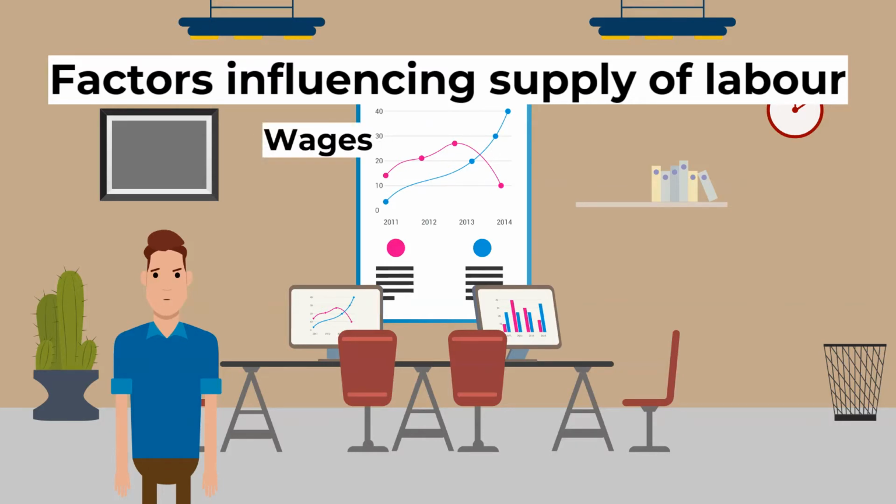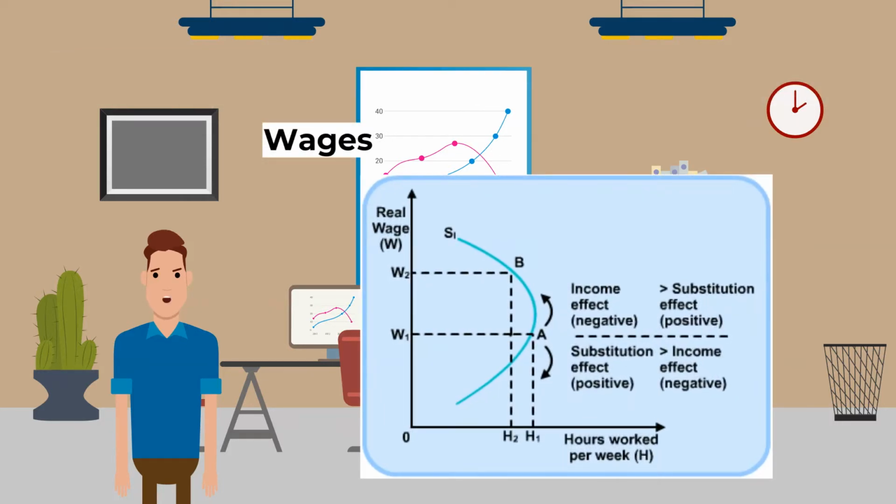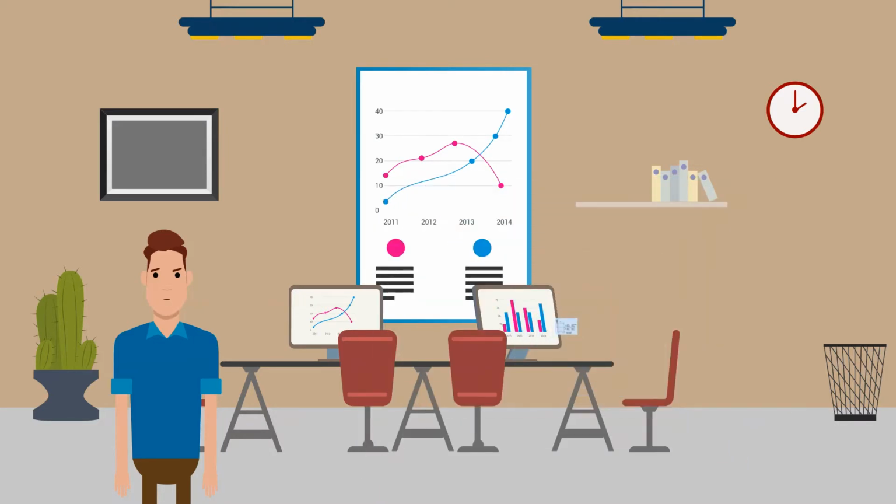Firstly, wages. The supply of labor curve for an individual is a backward bending curve. An increase in wages will lead to an increase in hours worked at first, but beyond a certain point, it will lead to a decrease in hours worked. However, we are concerned with the supply curve for a particular occupation. This is more likely to be the typical upward sloping curve.